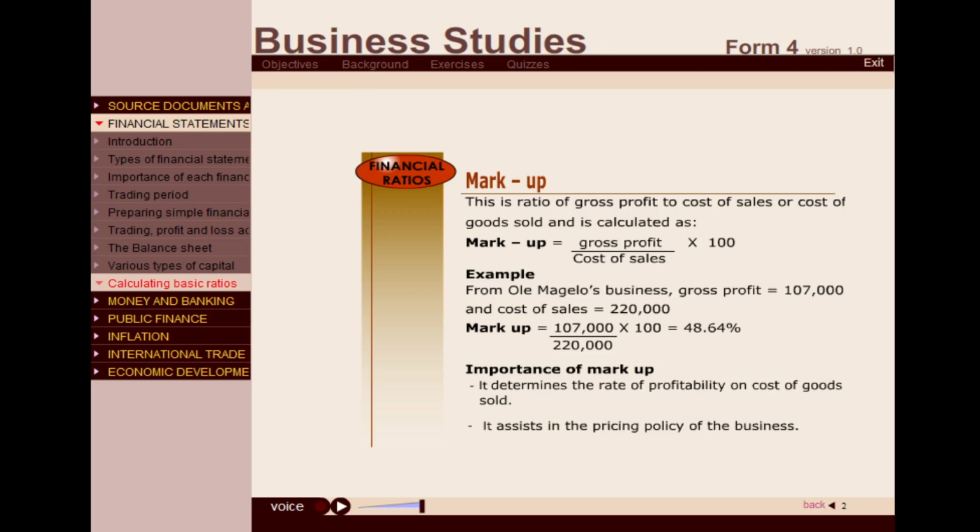Markup equals 107,000 divided by 220,000 multiplied by 100, which is equal to 48.64%. Importance of markup. It determines the rate of profitability on cost of goods sold and it assists in the pricing policy of the business.